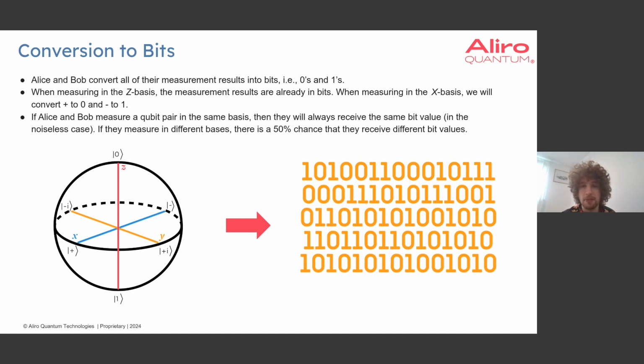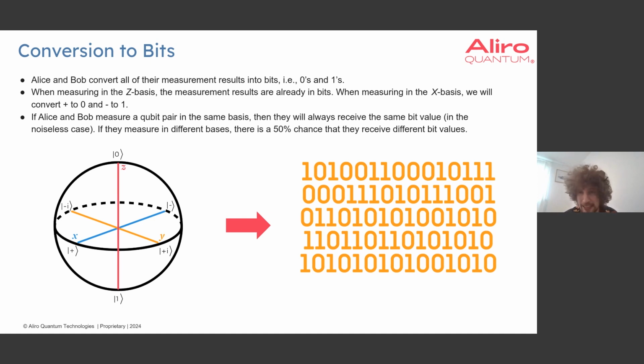Alice and Bob convert all of their measurement results from quantum states into bits, that is, into zeros and ones. When measuring in the z basis, the measurement results are already in bits. When measuring in the x basis, we're going to convert plus to 0 and minus to 1. Assuming that there's no noise, if Alice and Bob measure a qubit in the same basis, then they will always receive the same bit value.